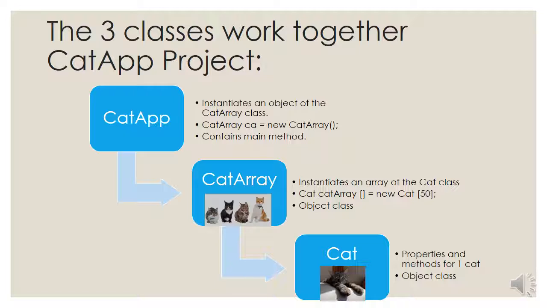The line of code would look like this: catArray CA = new catArray(). This class contains the main method. The catArray class instantiates an array of the cat class. The code would look like this: cat[] catArray = new cat[50]. And this is where you might put a size variable, int size = 0, to store how many cats have been stored in this class. It's an object class. Lastly, we have the cat class, which stores the properties and methods for one cat.